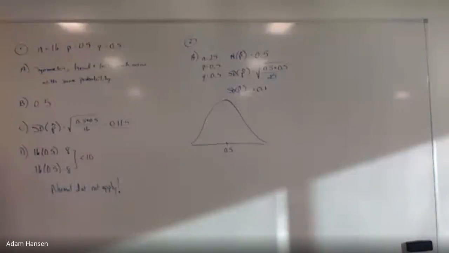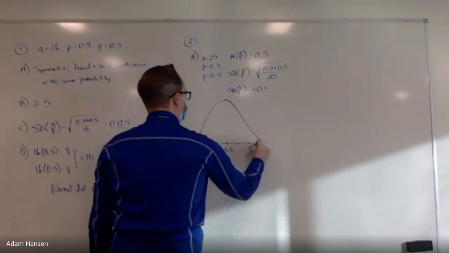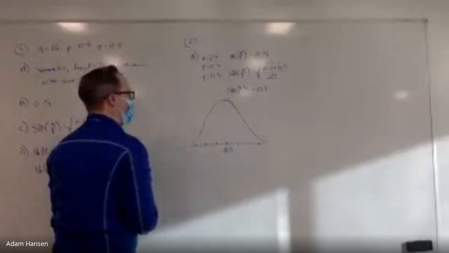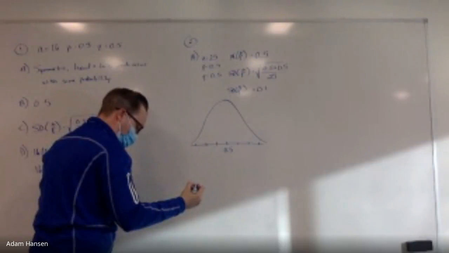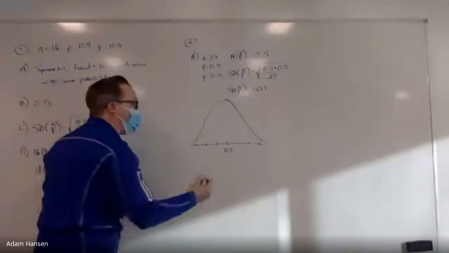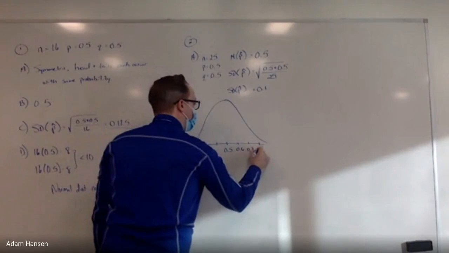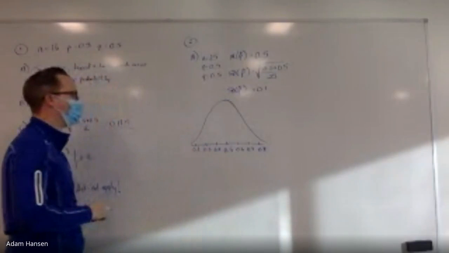Let's draw a normal distribution, centered at 50%. I'll add 1, 2, and 3 standard deviations to the left and right. What's the standard deviation worth? The standard deviation was 10%. So 0.6, 0.7, 0.8, and 40%, 30%, and 20%.